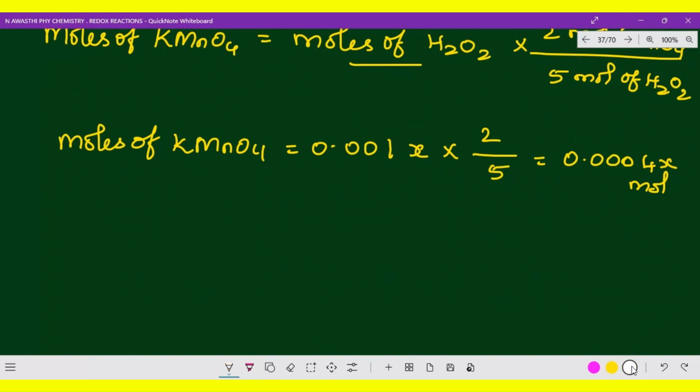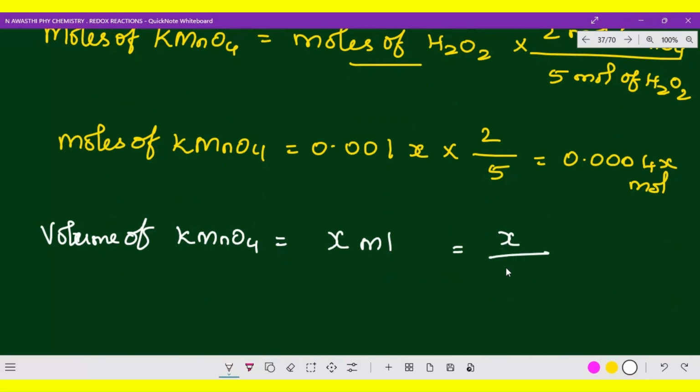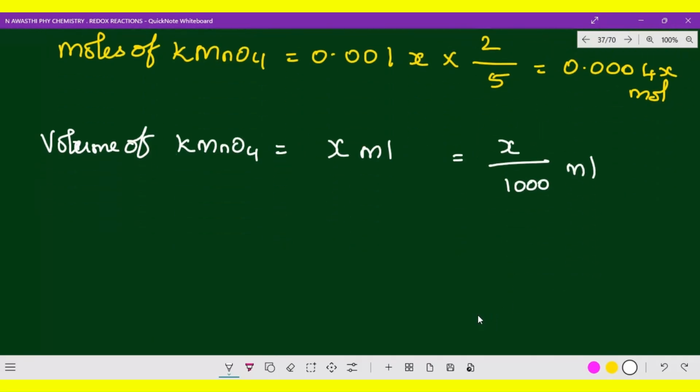So the volume we have to identify. The volume of KMnO4, we keep it as X mL. Now here, X by the volume in liters, so that is 1000 mL. Here also we put it 1000. So now we can check the molarity.